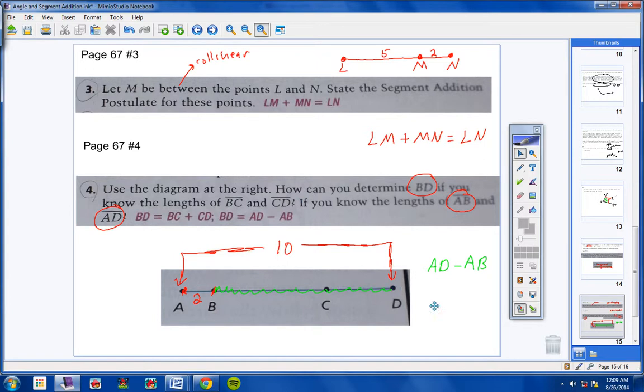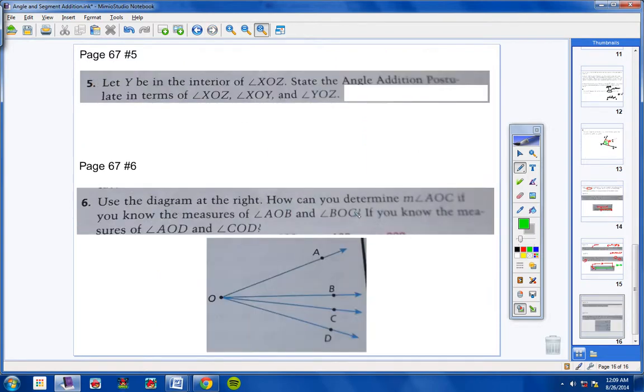And if you'll look here, you'll see both answers that we already gave. One answer was BC plus CD, and the other answer was AD minus AB. Now this was a tough one, so I hope this is making sense, okay? You might have to go back and watch this again at a later time, but this is just taking the segment addition postulate and applying it, okay? Number 5.